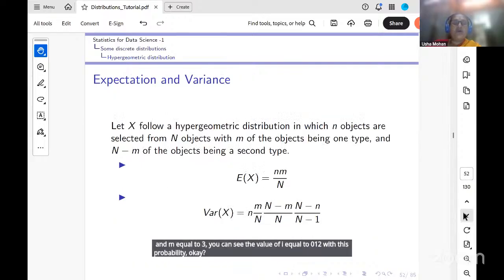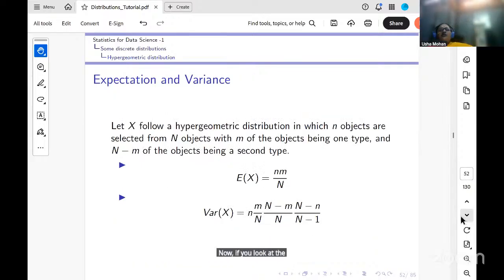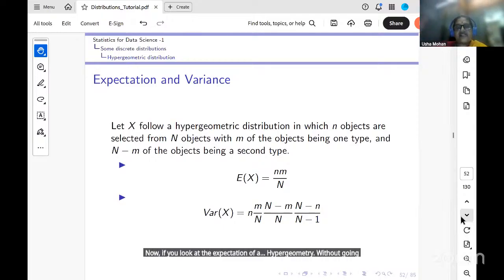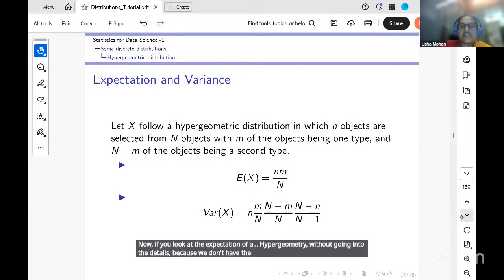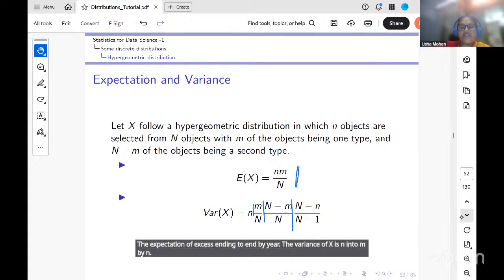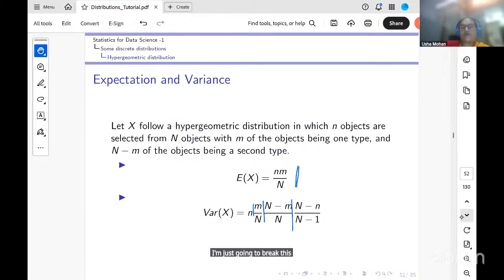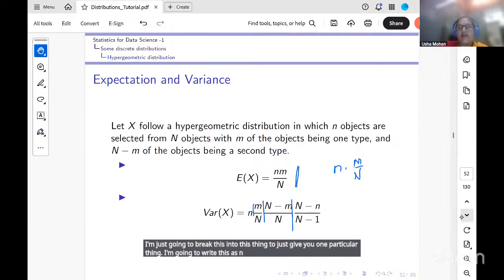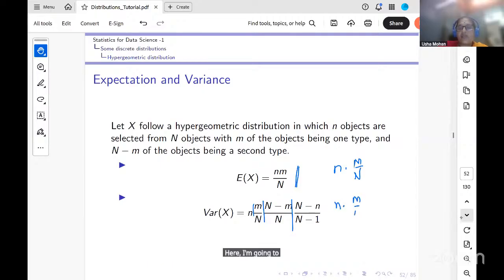Now, if you look at the expectation of a hypergeometric, without going into the details because we don't have the time, the expectation of x is n into m by N. The variance of x is n into m by N, and I'm going to break this up. I'm going to write this term as n into m by N, and this one as n into 1 minus m by N.